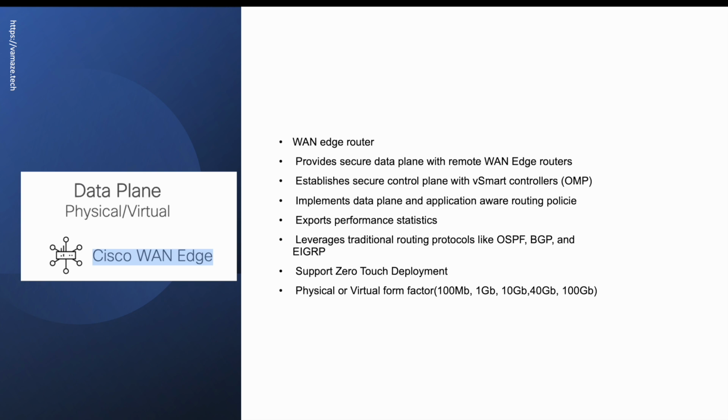Next, we will go through the Cisco WAN Edge router. Cisco WAN Edge router works in the data plane. They are responsible for establishing the network fabric and forwarding traffic. Cisco WAN Edge routers can come in multiple forms. They can be virtual or physical and are selected based on the connectivity, throughput, and functional needs of the site.